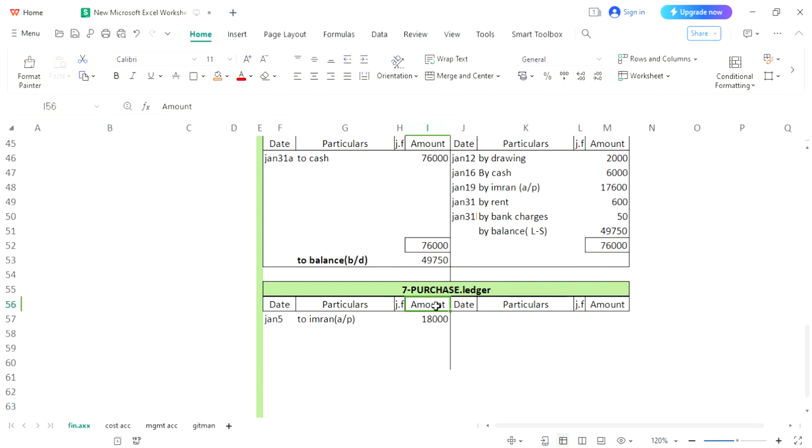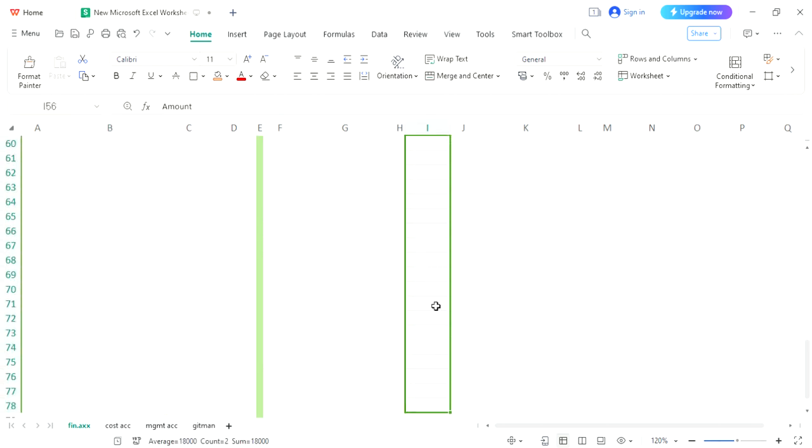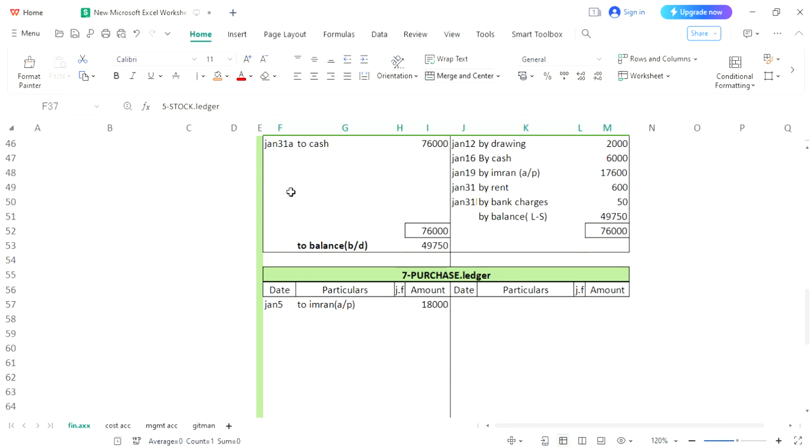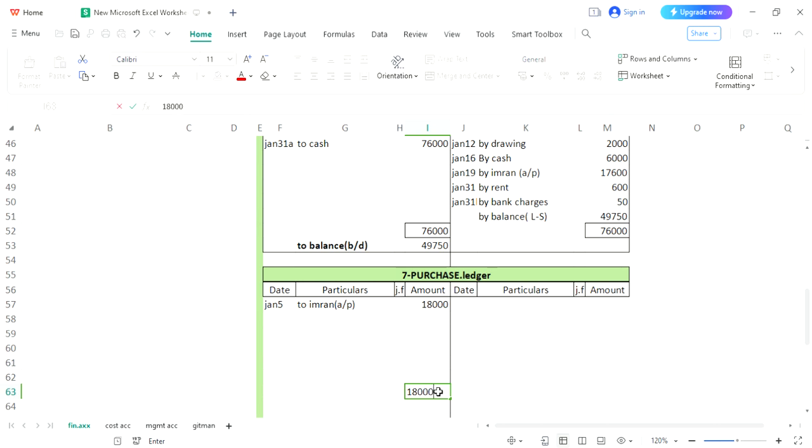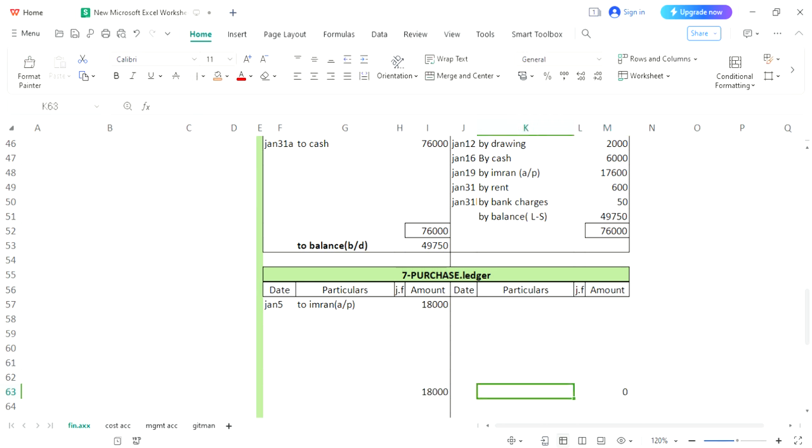So now it's time to see how we can calculate its balance. Before that, we can extend our separator. Purchase ledger, 18,000 completed. Nothing else is mentioned anywhere else, so we can start its balancing. First step is to calculate the sum of both sides. Sum of debit side is 18,000 as no amount is present elsewhere. Sum of credit side is 0 as nothing is mentioned over here. First step is completed. You have summed up debit and credit side.